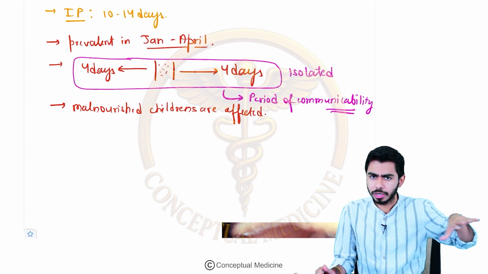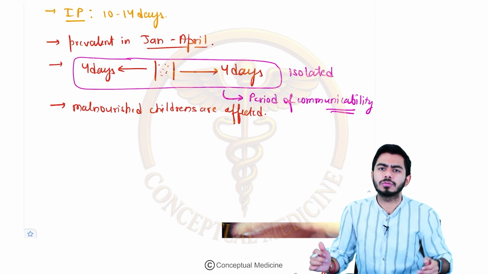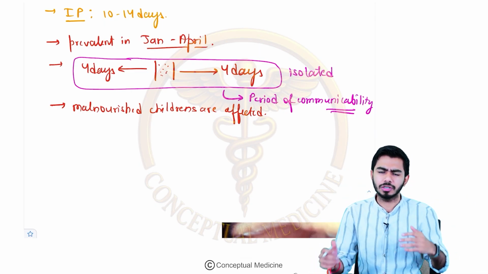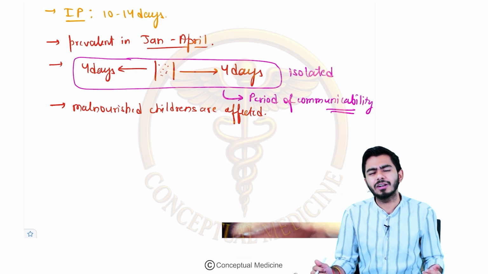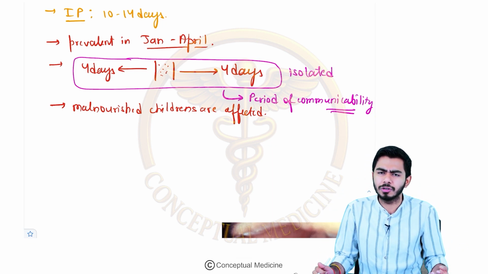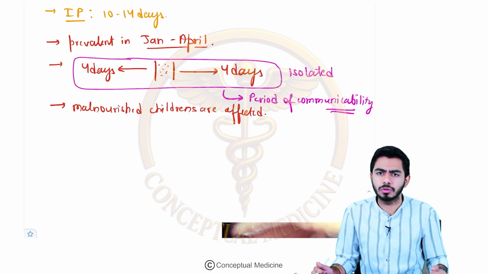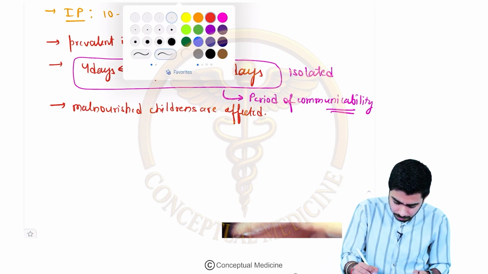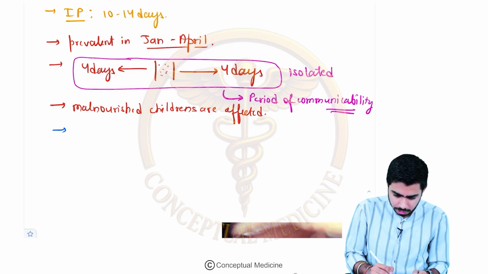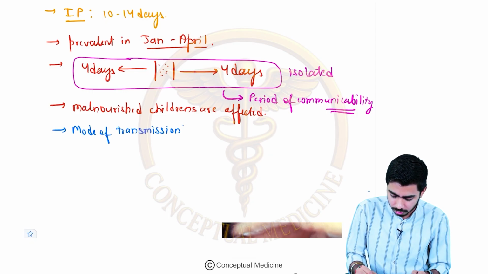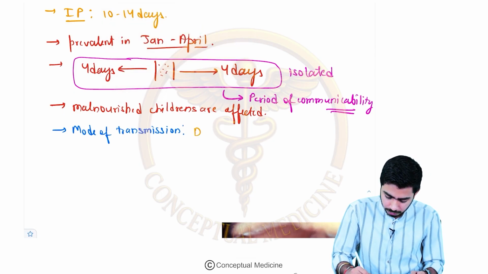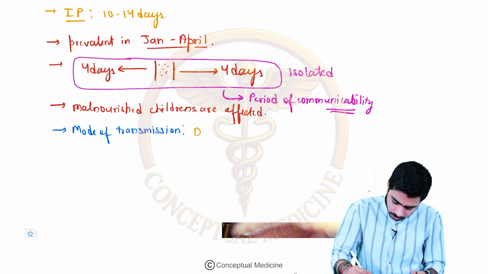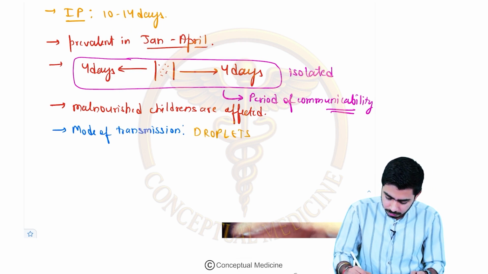Next point, how is it getting transmitted? There are measles cases in the society, so how can they transmit it? Through the direct mode of transmission. Measles is a respiratory kind of infection, and many viral infections are transmitted this way. For example, COVID-19 was also transmitted with droplets. So here also the mode of transmission would be direct, through the droplets. I am just writing droplets here, which is the direct mode of transmission.